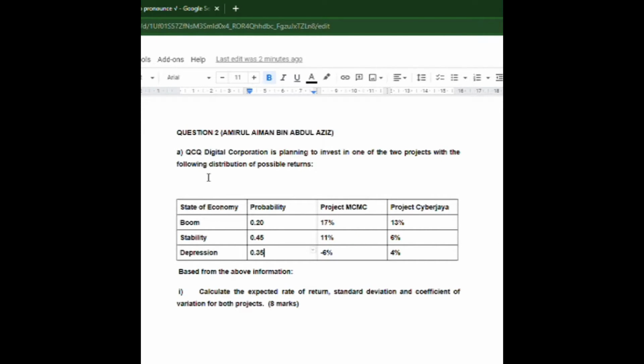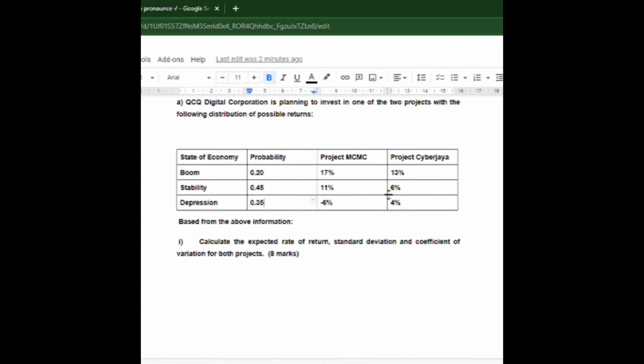So, A. QCQ Digital Corporation is planning to invest in one of the two projects with the following distribution of possible return. So, we got the table here. State of economy: boom, stability, depression; probability 0.2, 0.45 and 0.35. This probability is for both projects. Project MCMC: 17%, 11%, negative 6%. This percentage is the return for the company itself.